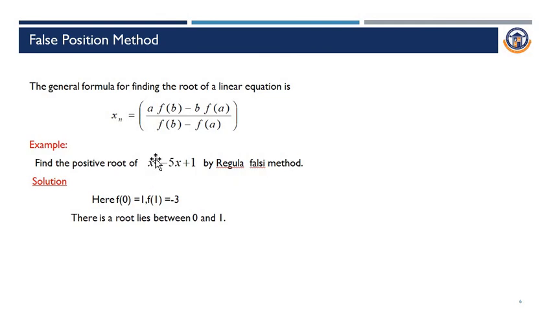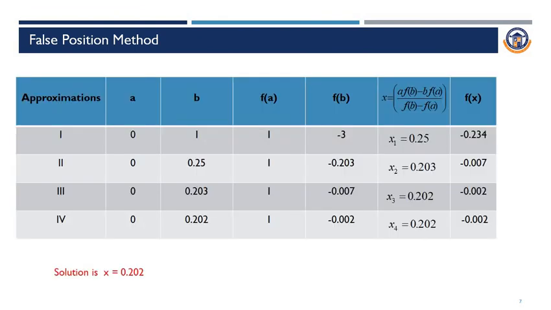Once again, take f of x as x cube minus 5x plus 1. When I substitute x as 0, I get f of 0 as 1. When I substitute x equal to 1, I get the value as minus 3. Since these two values are of opposite sign, we can conclude that one root, among these three roots, lies between 0 and 1. Now we are aiming to find that root. Since the lower limit is 0 and the upper limit is 1, I can take a value as 0 and b value as 1.